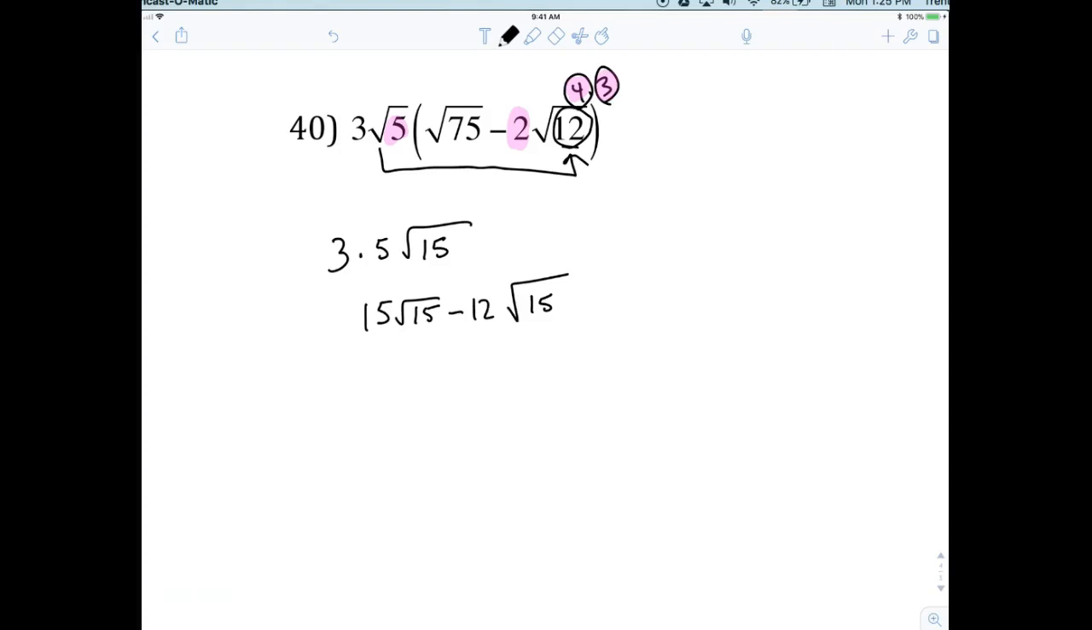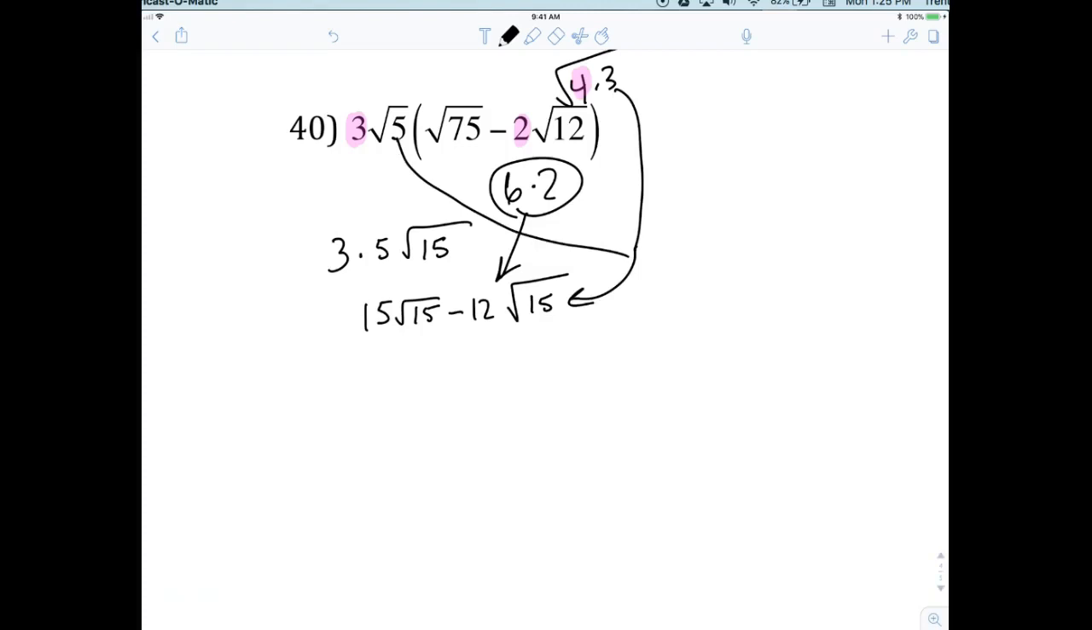All right, so let's just review real quick since I blew that. Here we go. So first and foremost, it was the 3 times 2, which gave me the 6. Then the 12 is 4 times 3. So the square root of 4 became a what? 2. So there was a 6 already out there. That's why the 6 times 2 became the 12. And then the 3 times the 5 became the 15. So now 15 radical 15 minus 12 radical 15 is what? 3 radical 15.